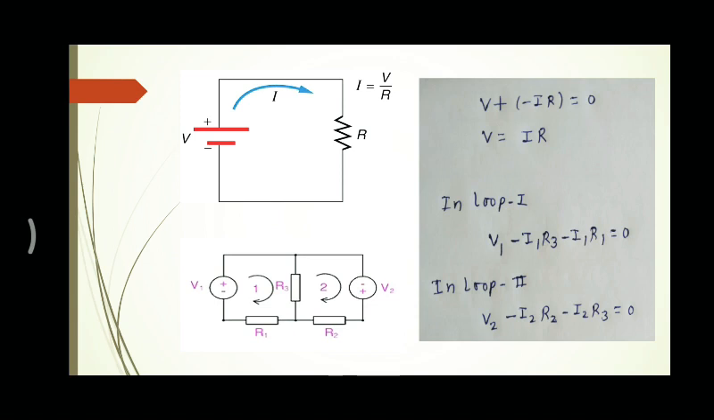Now for the second diagram there are two loops. For the first loop, the battery EMF will be positive because we are going from the negative terminal to the positive terminal in the direction of current. Because we are going in the direction of current, the voltage drops at resistances R3 and R1 will be negative. So they will be I1 R3 negative and I1 R1 also negative.